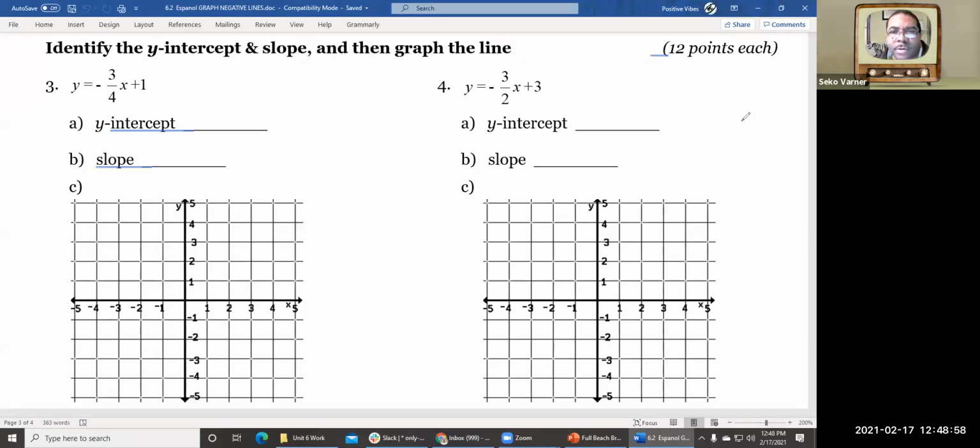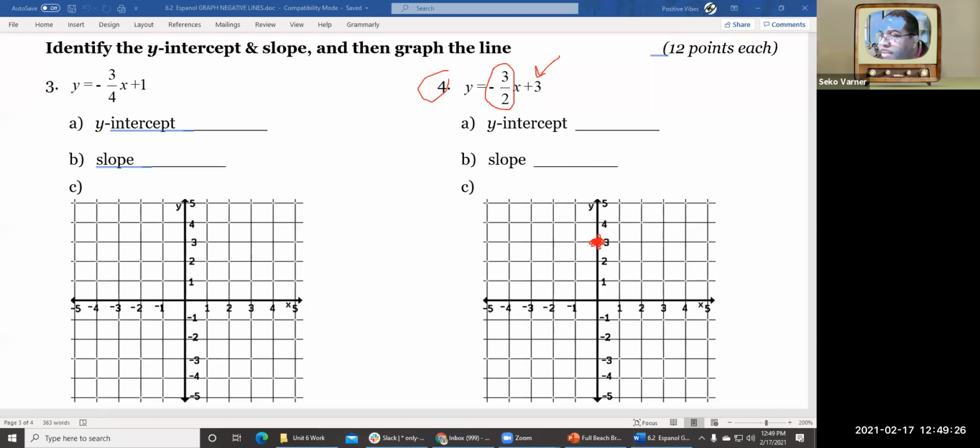Let's go to, I'm actually going to do number 4. All right. So, as you see again, the slope is negative. The y-intercept is 3. So I'm going to my point of origin, go up 1, 2, 3. So here is the first point. That's the first point, okay? We get rid of the sloppy.